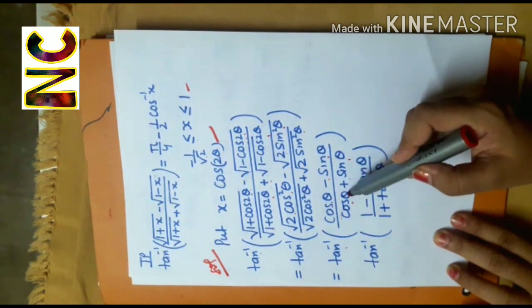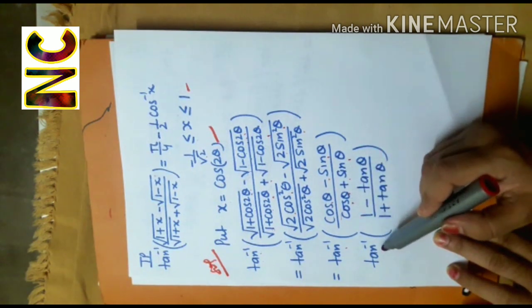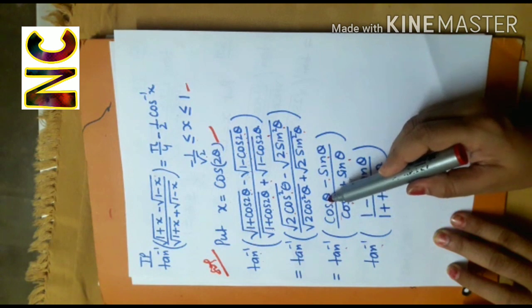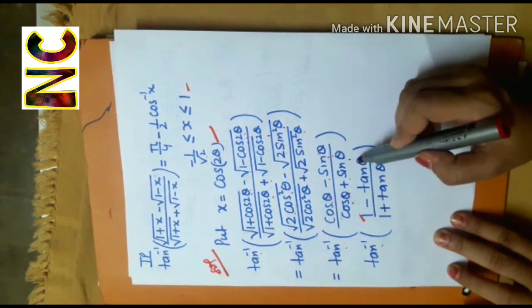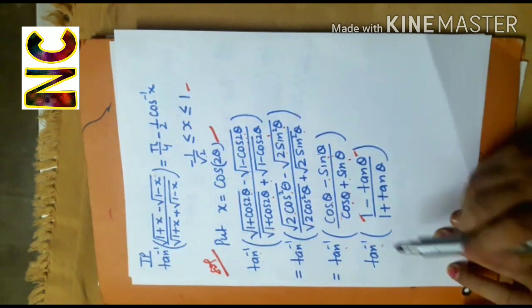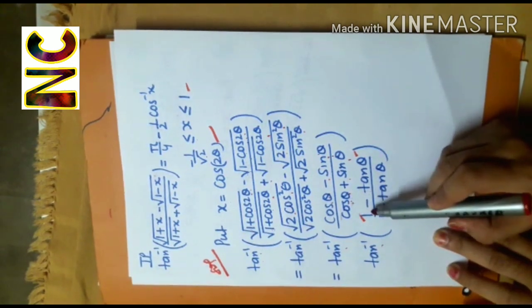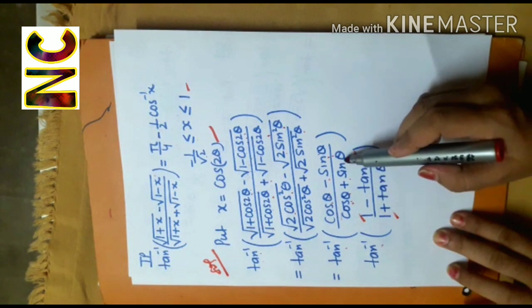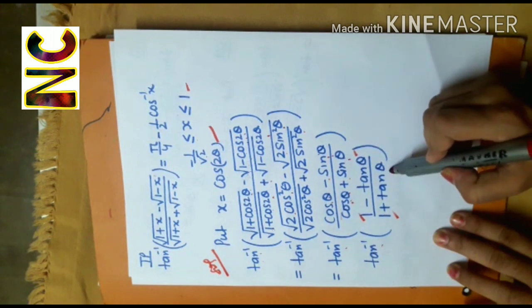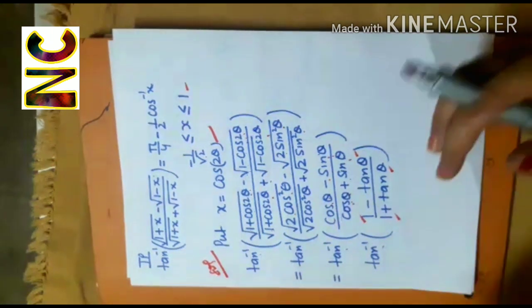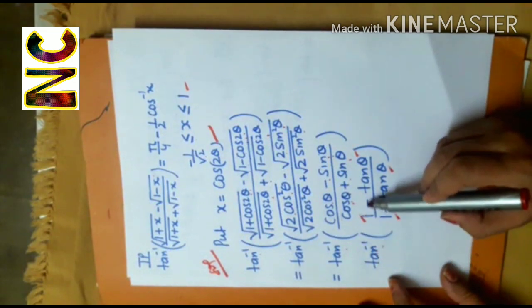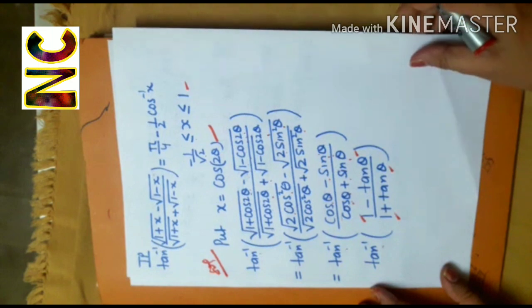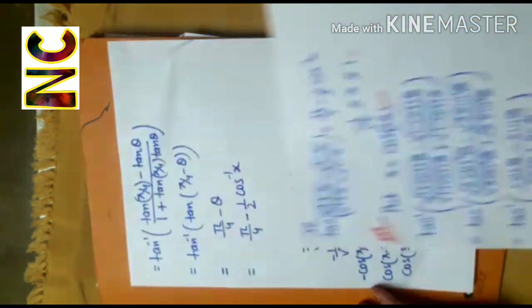Divide numerator and denominator by cos theta. So I'll get tan inverse, cos theta over cos theta will give you 1, sin theta by cos theta will give you tan theta. And here also cos theta by cos theta will give you 1 and sin theta by cos theta will give you tan theta. So we have obtained left hand side as tan inverse (1 minus tan theta) over (1 plus tan theta). Now look here.